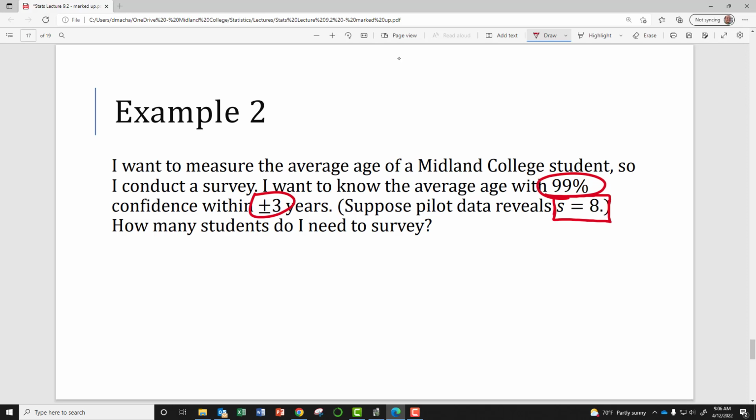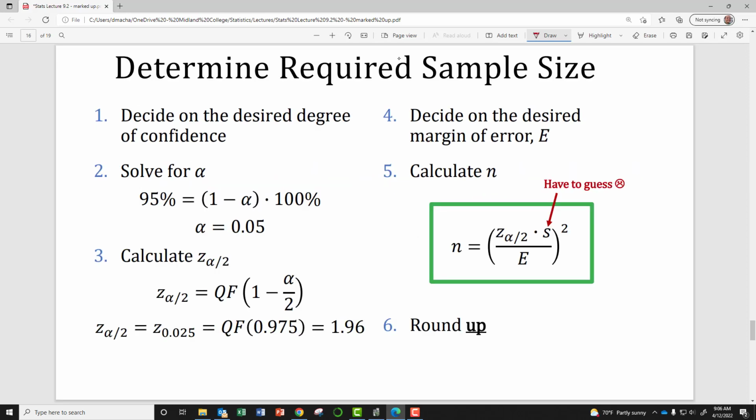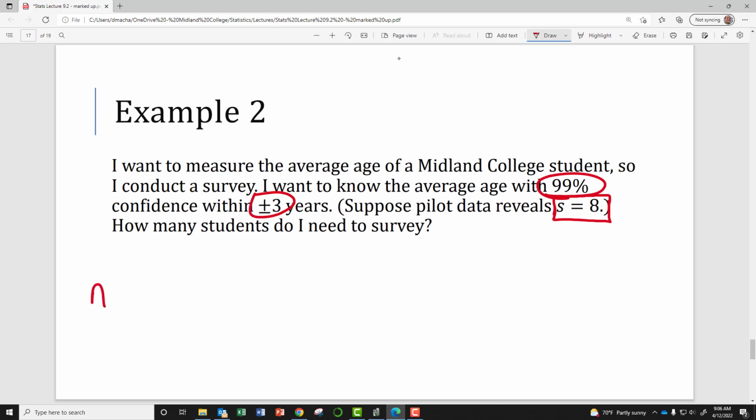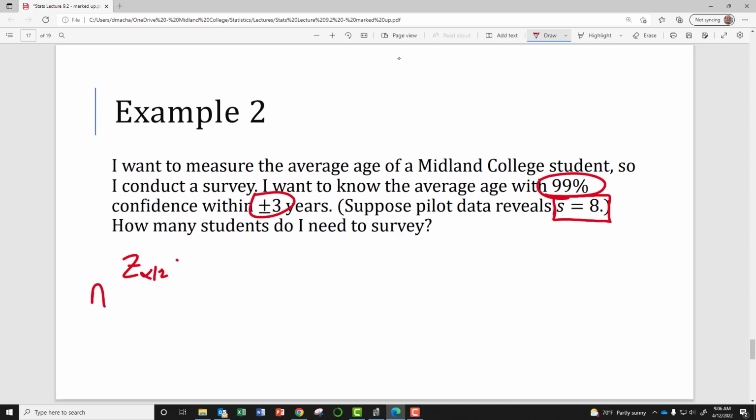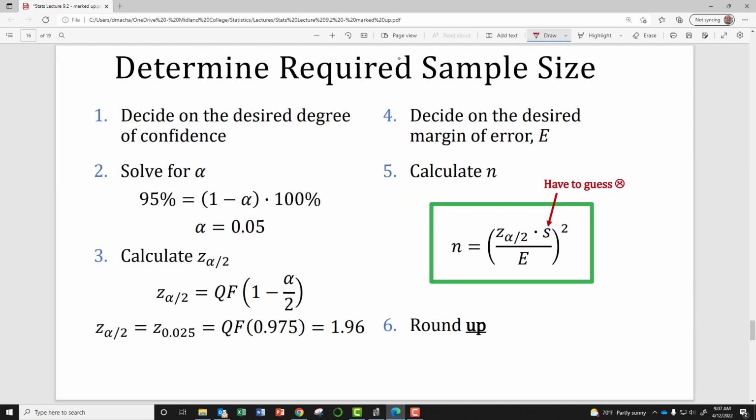Well, I'm going to have to use my formula in this green box here. n is equal to z subscript alpha over 2 times that sample standard deviation divided by my margin of error, all squared.